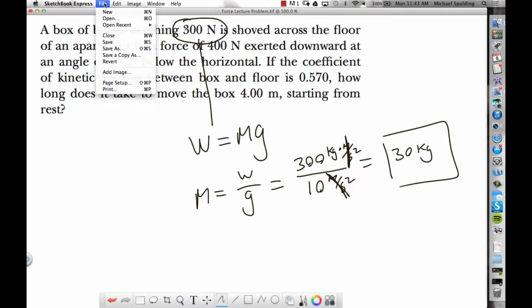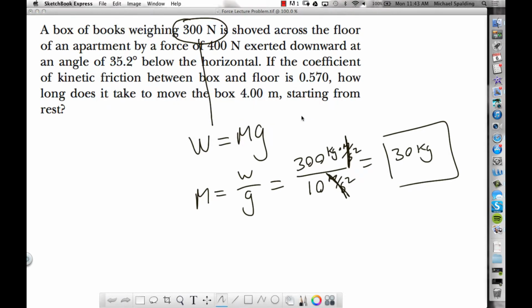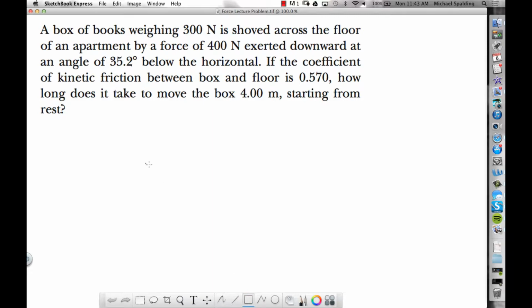Okay, the other thing I want to talk about is above the horizontal and below the horizontal. So here we have a box of books, and it says it's shoved across the floor by a force of 400 newtons exerted downward at an angle of 35 degrees. So what's going on here? I'm going to show you. If the force is being exerted below the horizontal, that tells us it's directed this way. This dotted line represents what? The horizontal.